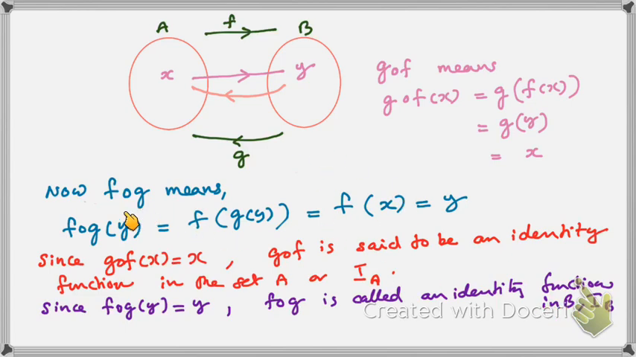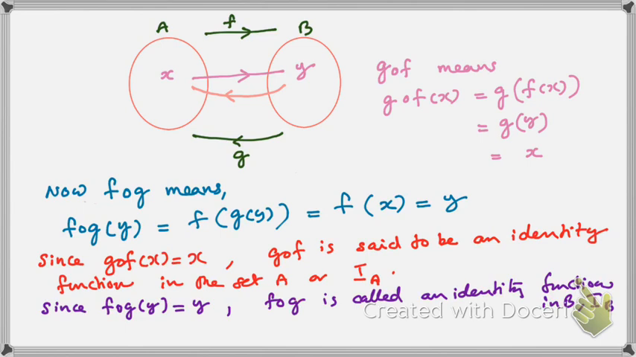So if both g of f and f of g are identity functions, then we say f is invertible and g is its inverse. So that becomes another way of checking it. So we didn't check for one-one and onto in this.